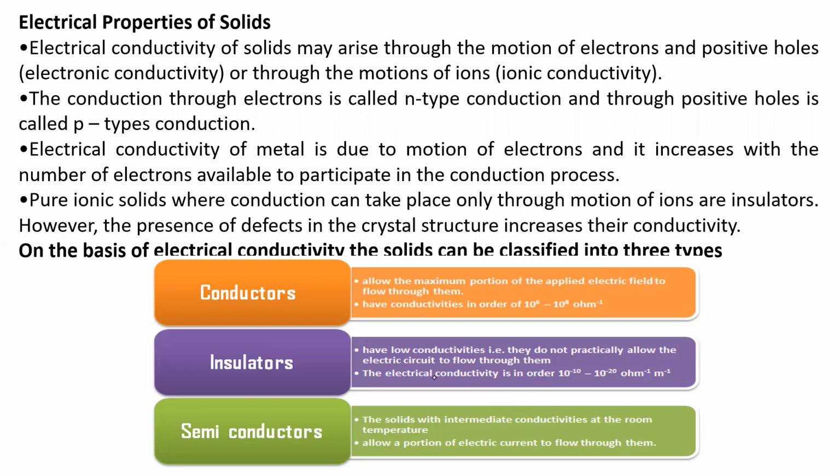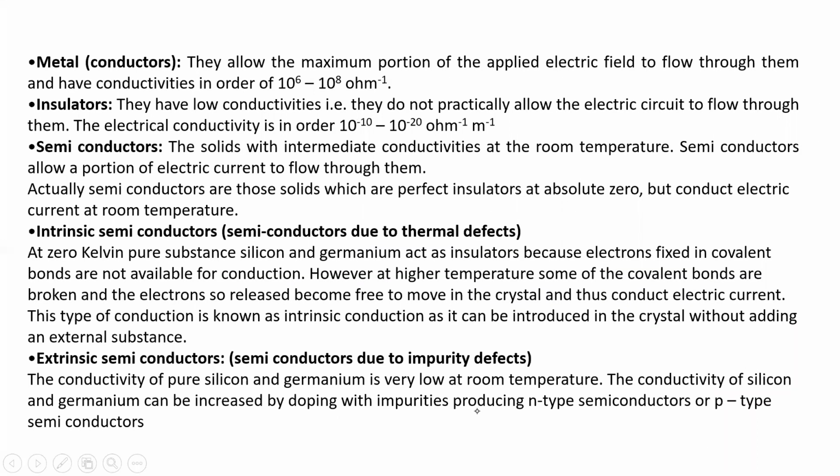Next, semiconductors. The solids with intermediate conductivities at room temperature allow a portion of electric current to flow through them. They are called semiconductors. So semiconductors allow the current to pass partially through them. Next, metals. They allow the maximum portion of the applied electric field to flow through them and have conductivities in the order of 10 to the power of 6 to 10 to the power of 8 ohm inverse.